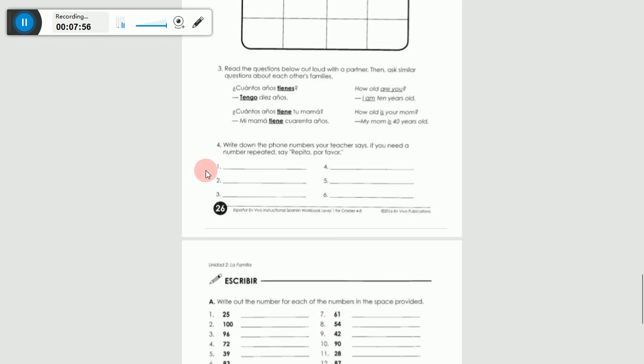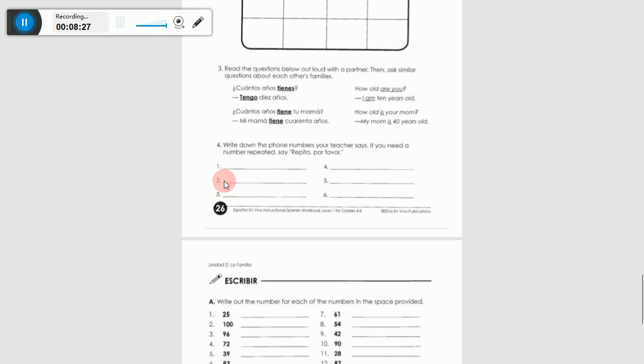So then for this section, you're going to write down the phone numbers that I say. Okay, so we're only going to do 3 for this section. So I'm going to keep it as simple as I can. Okay, so for number 1, this is your number. 770 474 1093.